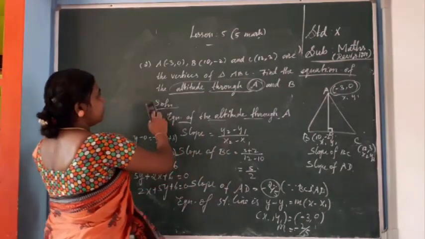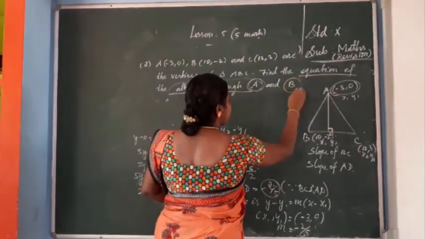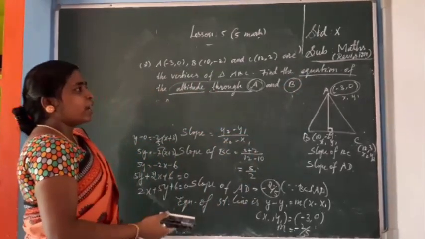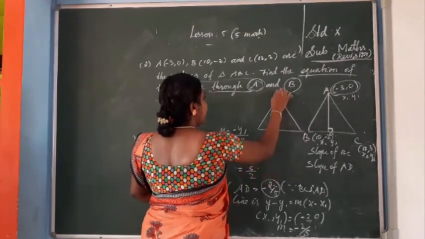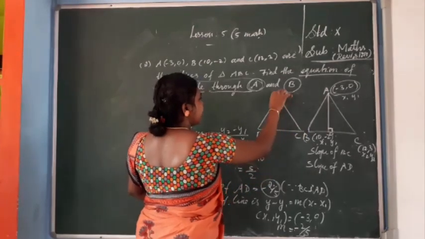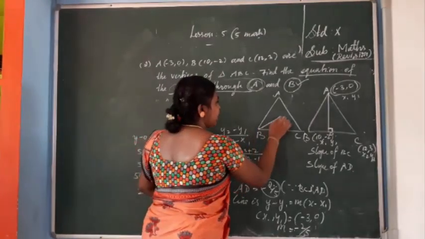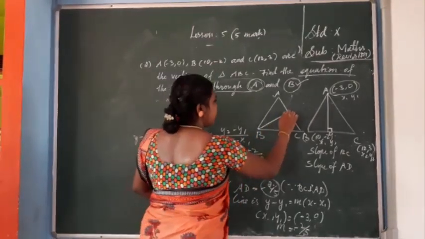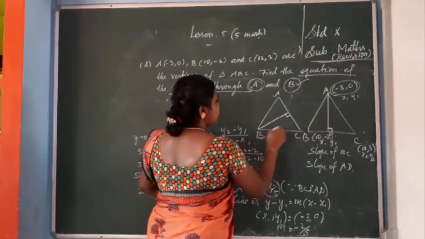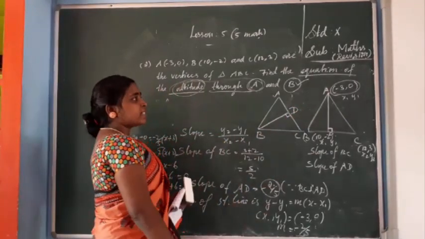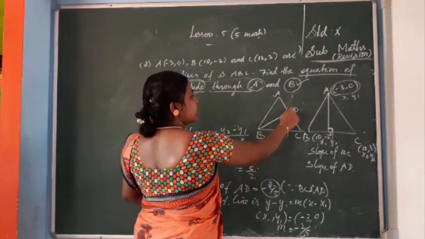Next, suppose the equation of the altitude through B. This one you have to try; I am just explaining. The equation of the altitude through B means, how do you draw the line? You see A, B, C, this is the triangle. Here the vertex is B, so from B you have to draw the line. This is also perpendicular because it is an altitude. Last time we saw through A; this is through B, so B to D here.